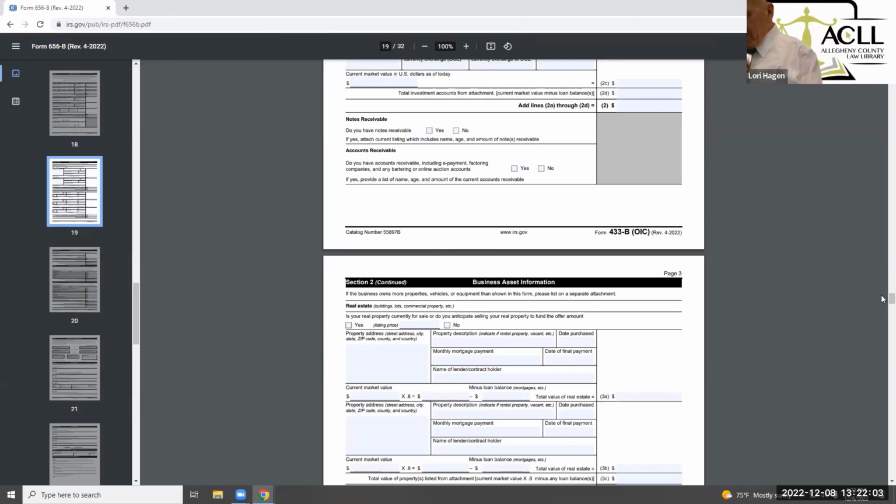So that is kind of where we are going with this. The one thing I'm going to focus you to is page 14, which is tax year 2025.